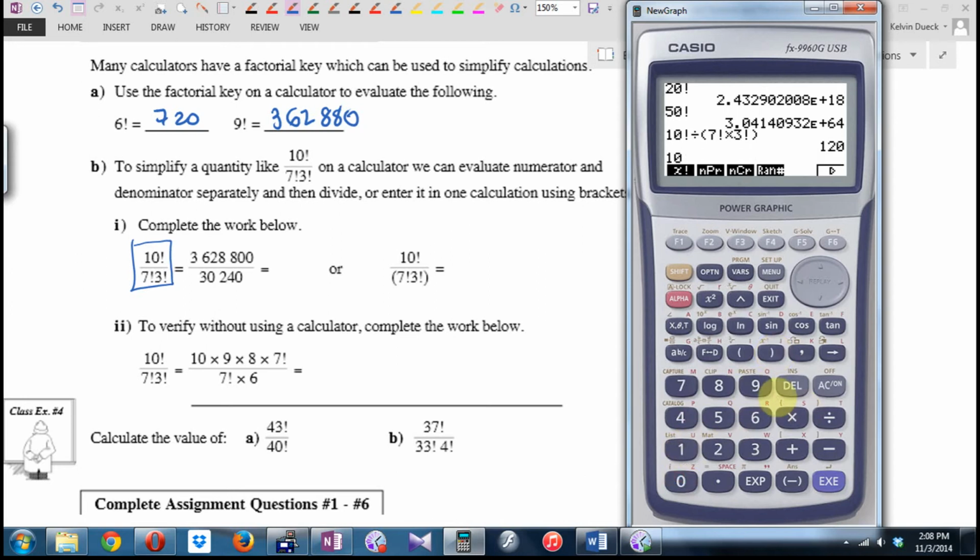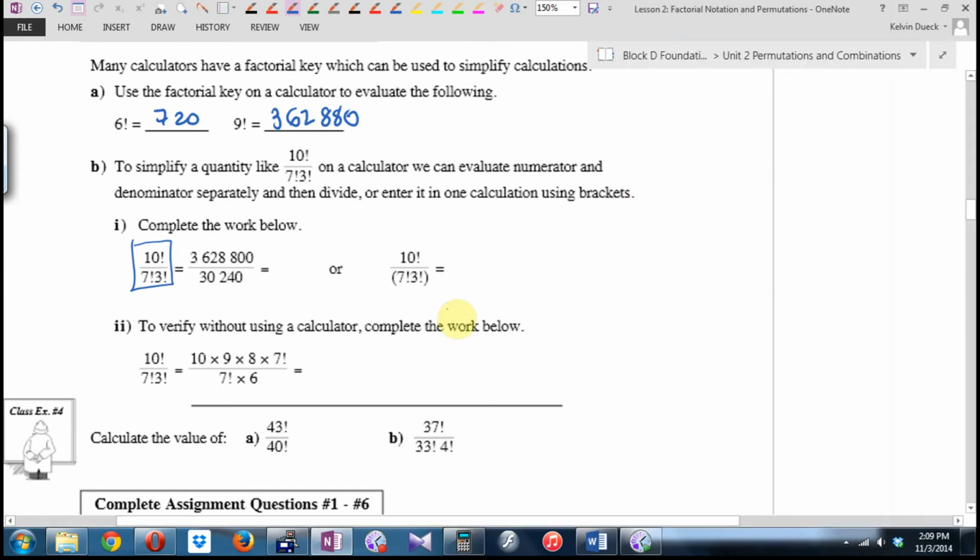Let me see if it does. Yeah, you do get an error. You get an error, right? Divided by, so that won't work. You get a syntax error. It's saying, put a times sign between them, please. Okay. So what is 10 factorial divided by 7 factorial, 3 factorial? 120.